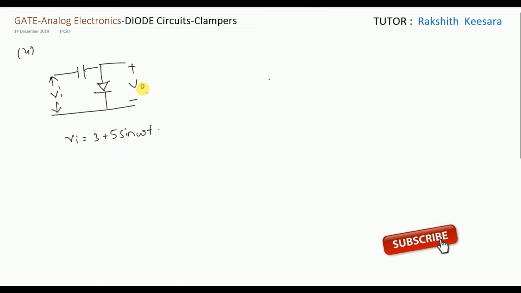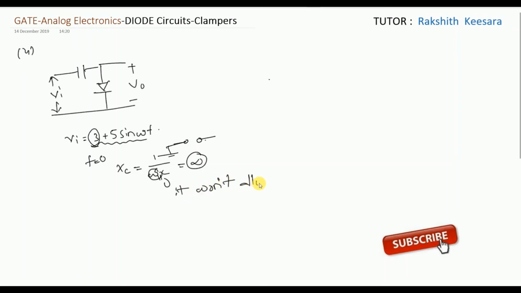So in this question, if you observe, guys, the input voltage is 3 plus 5 sin omega t. Not only 5 sin omega t, you also have 3. So the concept here is, the impedance of the capacitor is 1 by omega c. For DC value, since frequency equals 0, this will be 0. So the impedance will be infinity, since indirectly it is an open circuit. So whenever you apply a DC value, the capacitor acts as an open circuit. So it won't allow DC. The capacitor blocks the DC component.